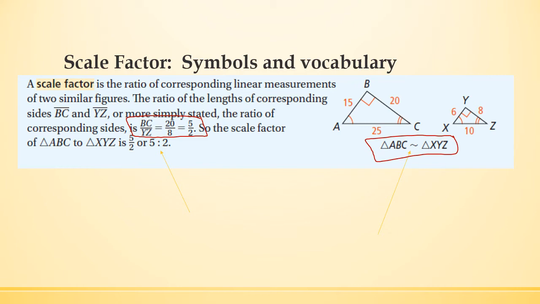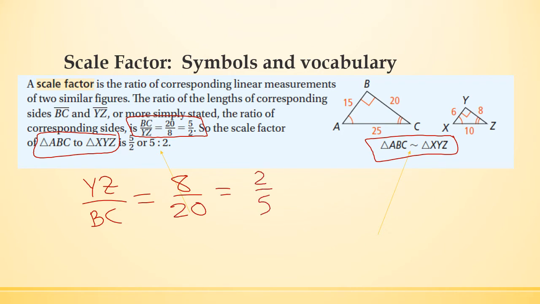You need to pay attention to this, because if it said, what's the scale factor of triangle ABC to triangle XYZ, and you instead wrote it as YZ over BC, so 8 over 20, you're going to end up saying the scale factor is 2/5, or 2 to 5. You can write that, but it's going to be wrong because you have it backwards. It's important you recognize they were comparing the big shape to the small shape. So when you find your scale factor, you should be getting an improper fraction, basically.